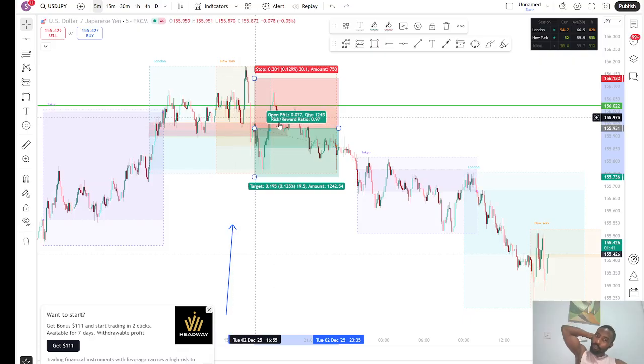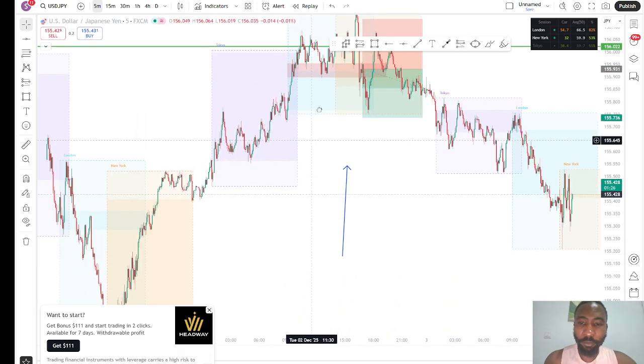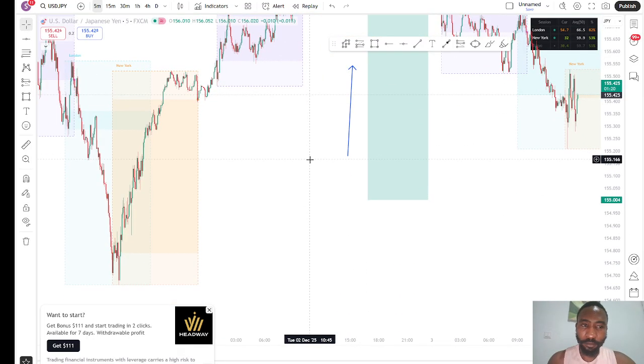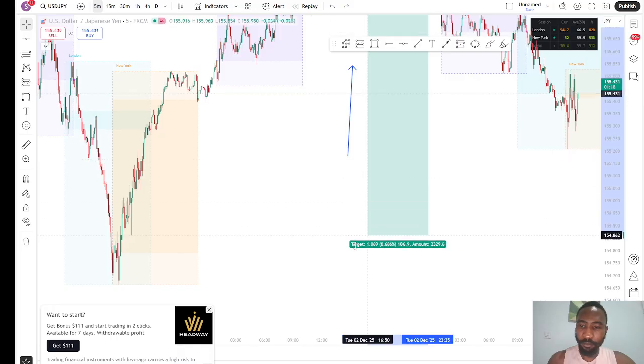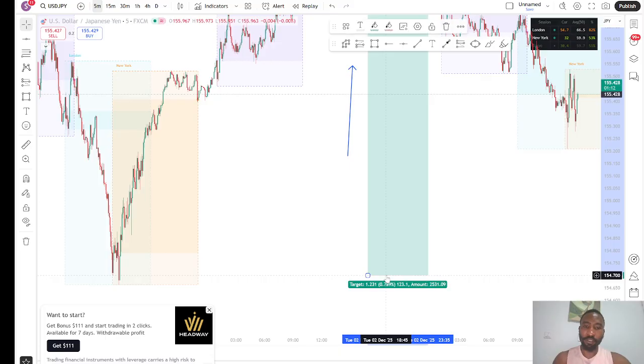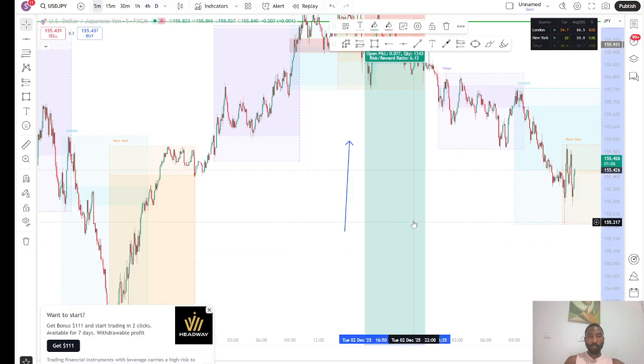So now all we have to do is wait. We have nothing else to do, just wait and see what the market has for us. My TP is just here, almost 1 to 6, close to 1 to 6, if I'm correct. So I can just wait patiently for it to hit, hopefully today or tomorrow.